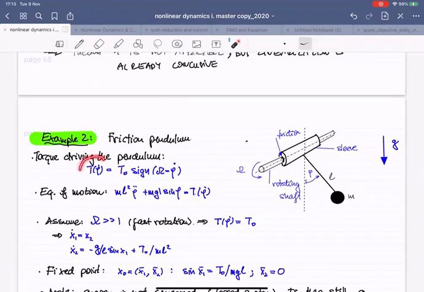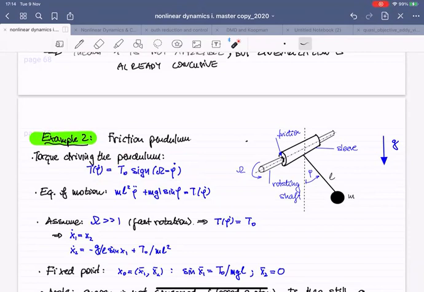Fundamentally, the friction force is a function of phi dot, which is the phi dot of the pendulum. And it is some constant T naught multiplied by the sign of the difference omega minus phi dot. Okay, that's what I've been describing at some length. But when you actually write it out, this is the torque version of the Coulomb friction model.